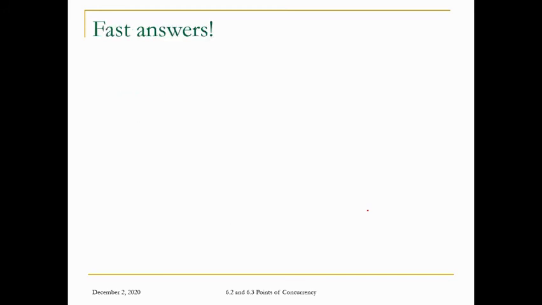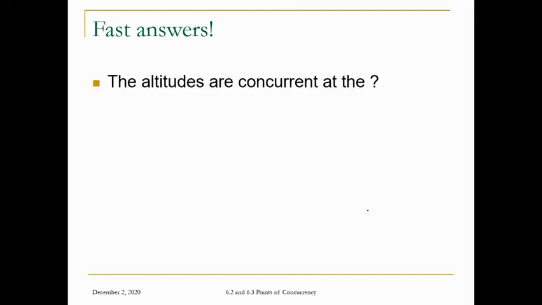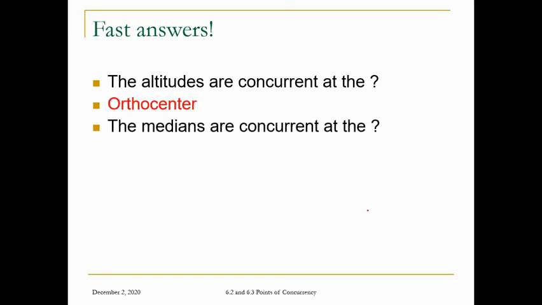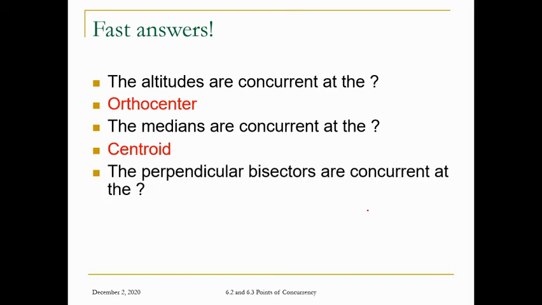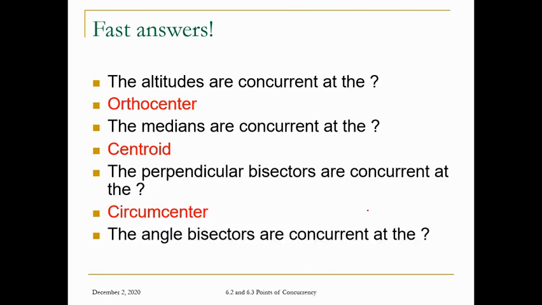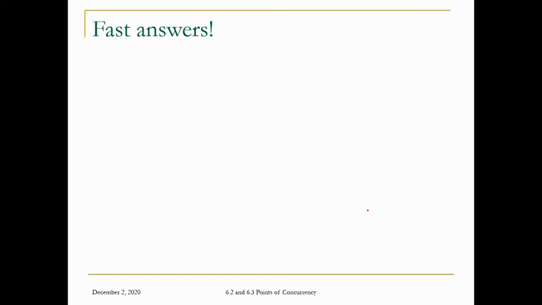All right, we're going to do some fast answers here. I'm going to ask a question and you need to give the answers. The altitudes are concurrent at which point of concurrency? That's right, it's the orthocenter. The medians are concurrent at the centroid. The perpendicular bisectors are concurrent at the circumcenter. The angle bisectors are concurrent at the incenter. So this lesson here is introducing you to these vocabulary words, and these you must know.